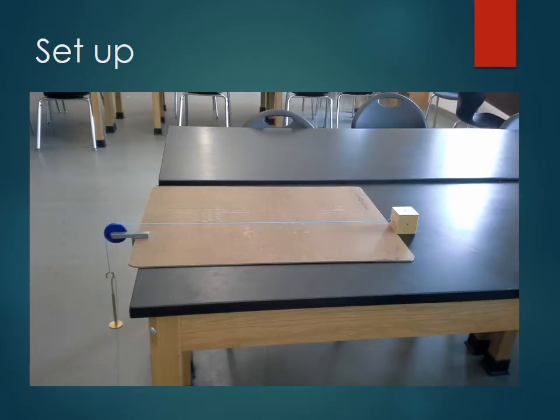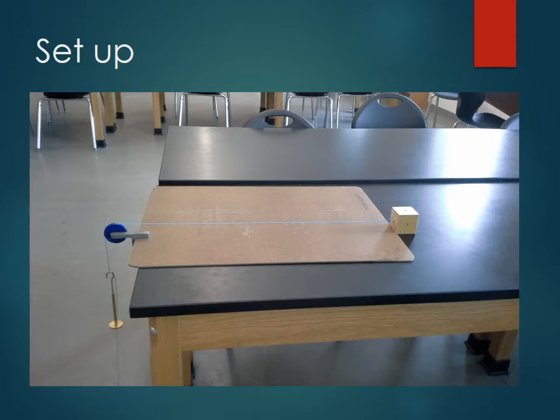Friction Prelab. Okay, this is what your initial setup is going to look like. You're going to be looking at the friction between the block, which has 3 different surfaces on the different sides, and the back of a whiteboard. The pulley is clamped to the whiteboard, not to the table, and then you hang the mass off of the pulley string, and that's going to hang over the edge.